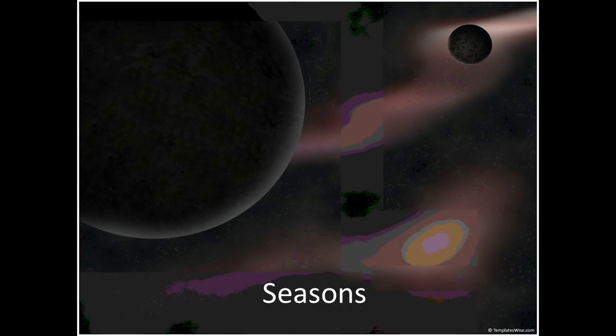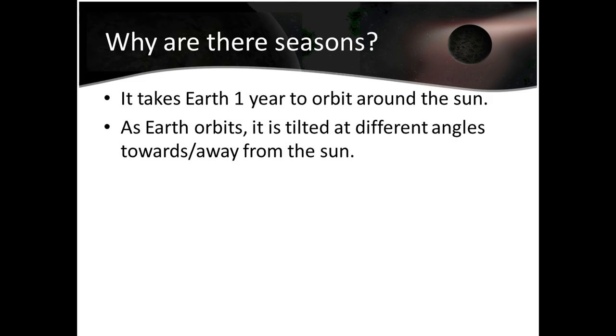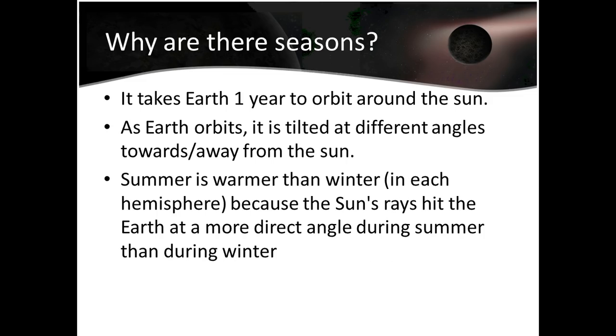So, what does all this have to do with seasons? Well, it takes Earth 1 year to orbit around the sun. As the Earth orbits, it's tilted at different angles, either towards or away from the sun. Hopefully this is starting to ring some bells, because you should have learned this last year. Summer is warmer than winter, in both hemispheres, northern and southern, because the sun's rays hit the Earth at a more direct angle during summer than during the winter.